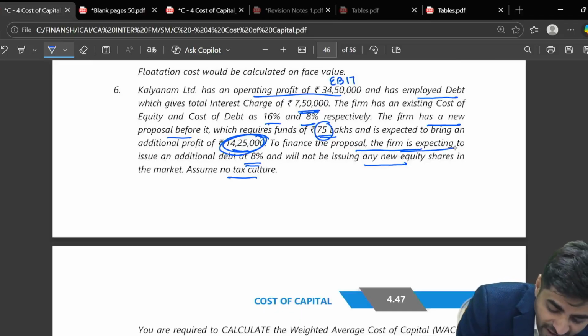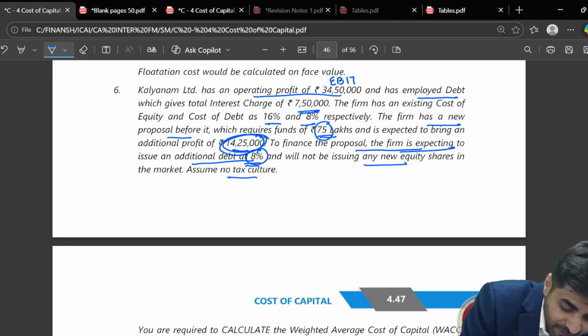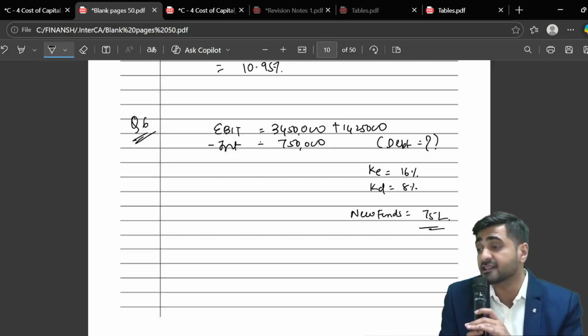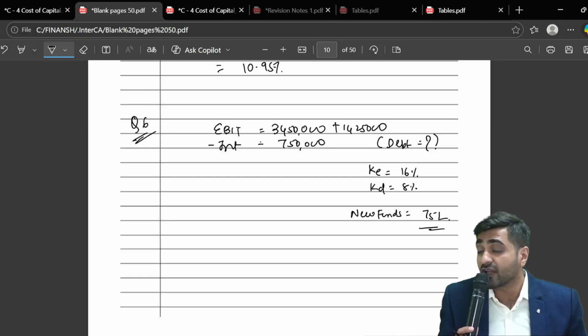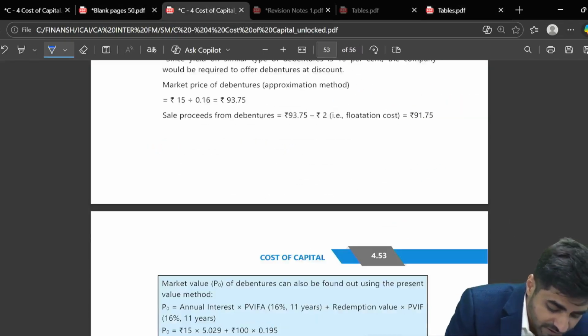And to finance this, the firm is proposing an additional debt at 8%, and will not be issuing any new equity shares in the market. So can I say, what is the investment which is happening in the fund? 75 lakhs. Can I say the new funds of entire 75 lakhs is, beta, nothing but by way of debt? There is no equity in it. How will you approach this?